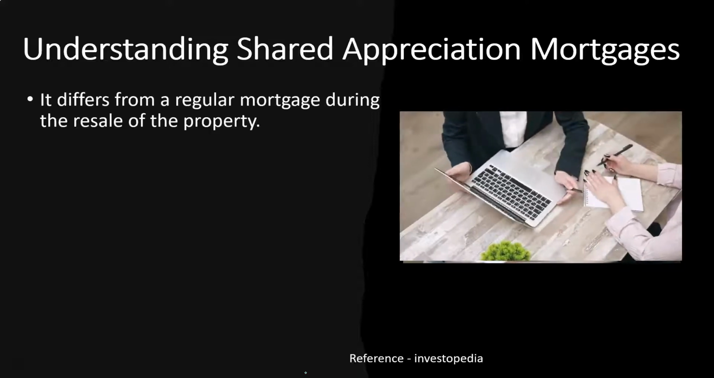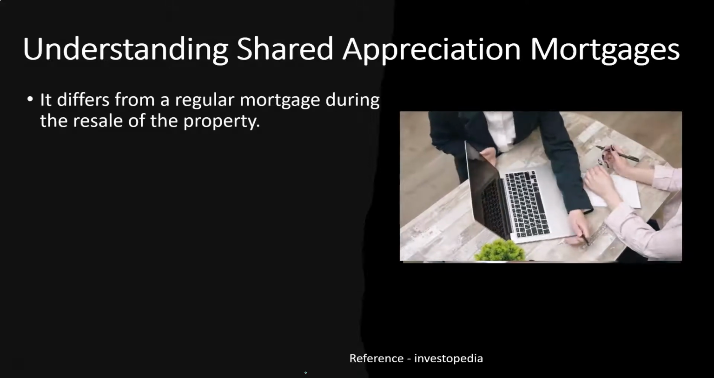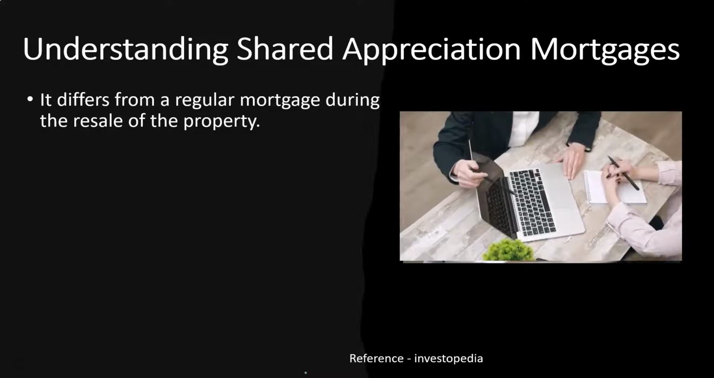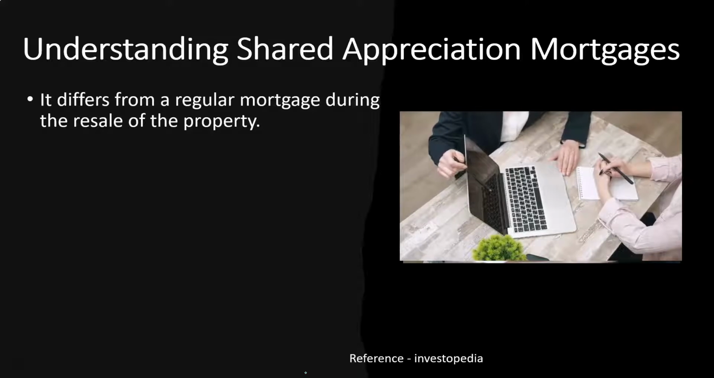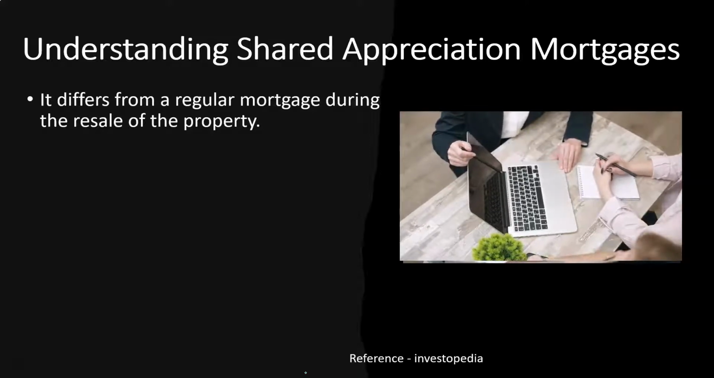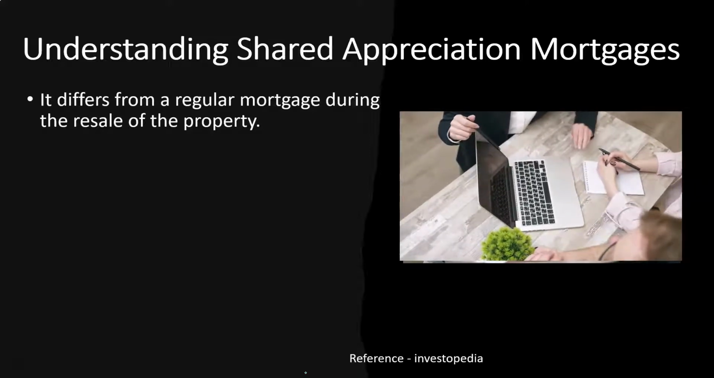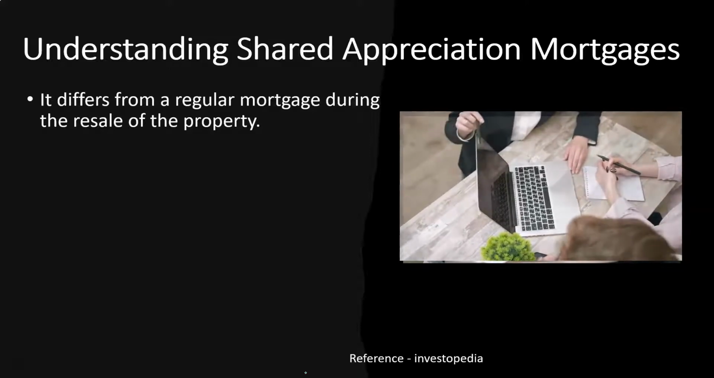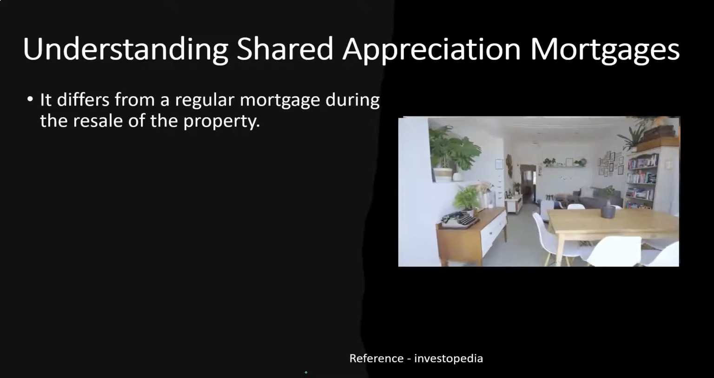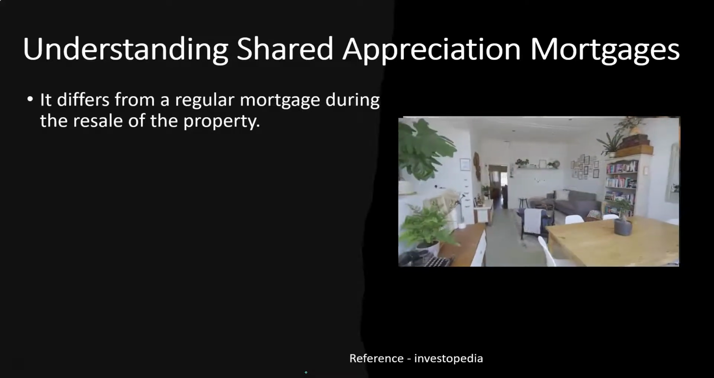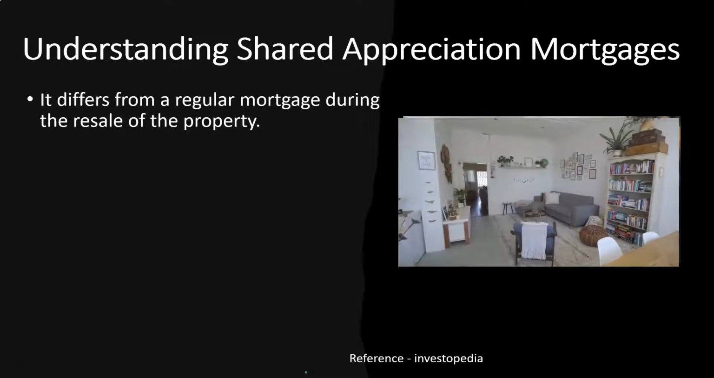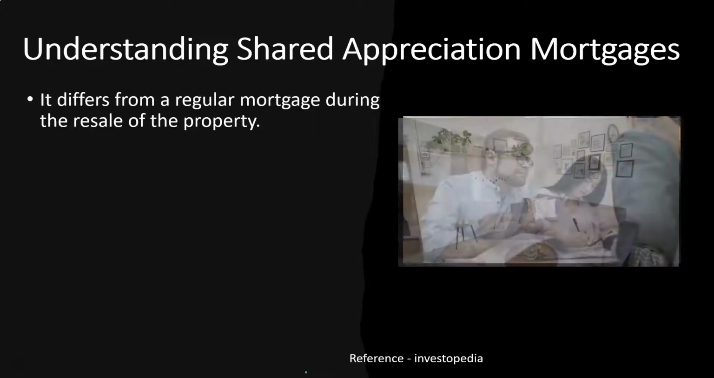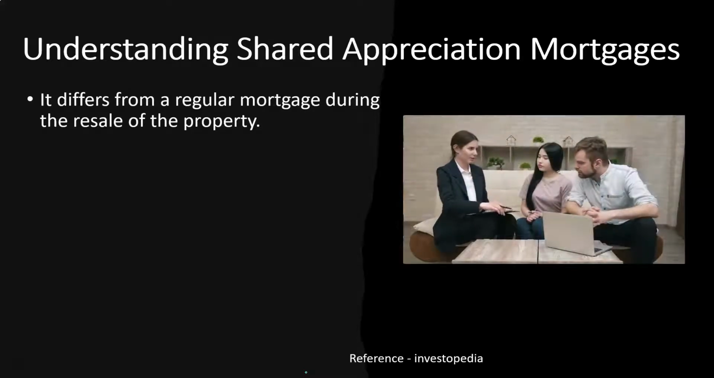Understanding shared appreciation mortgages: it differs from a regular mortgage during the resale of the property. So most of it, if you look at the calculations, is a lot simpler in terms of thinking about how to construct an amortization table, for example, than some of the other types of loans, such as an ARM or a PLAM, meaning the actual construction of the amortization table will be straightforward, similar to a 30-year, because the rate will typically be fixed generally, as well as the balance and so on.